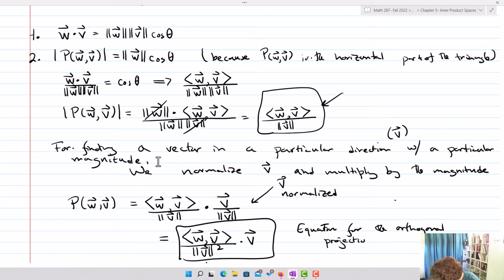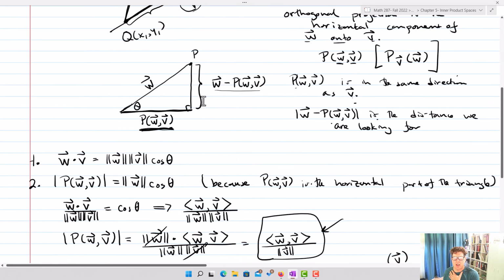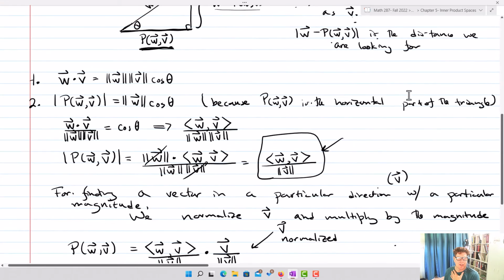So we've gone in and figured out what that would be. Now we're going to find something called the component, which is W minus P of WV. Well, let's take a look at that.